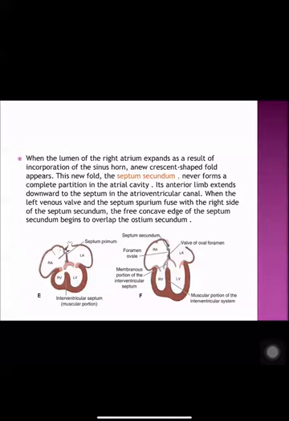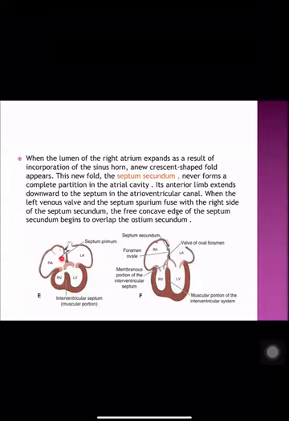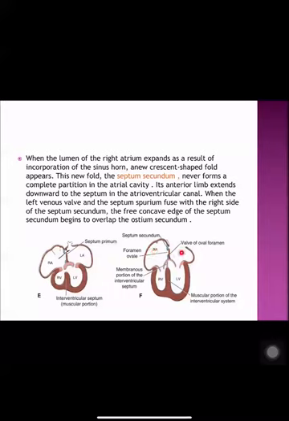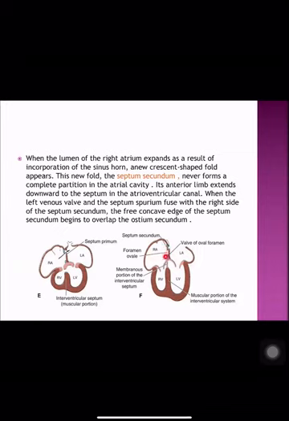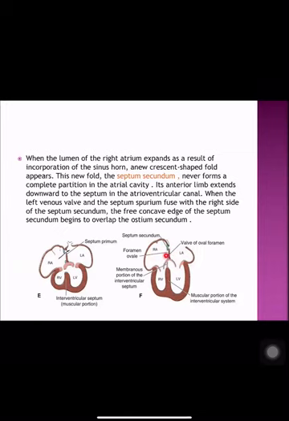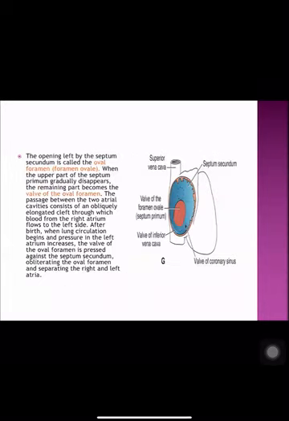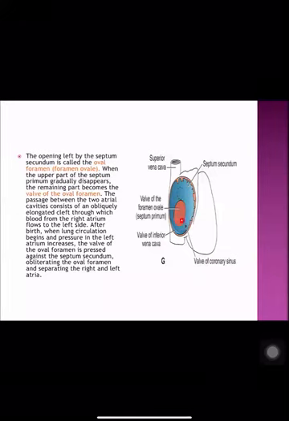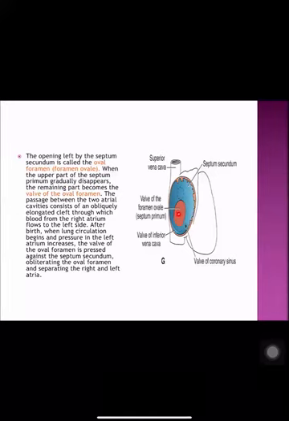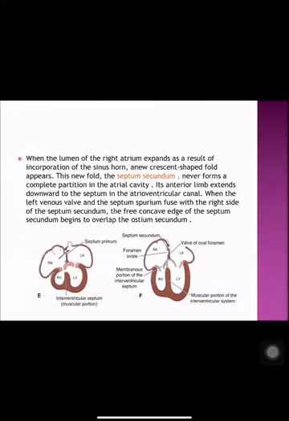Now, with the further expansion of the right atrium, there will be formation of another fold that is called the septum secundum. This also will never separate the atria completely, and it will leave a small opening that is called the foramen ovale. Now, when the upper part of the septum primum disappears, the remaining part will form the valve for this foramen ovale.